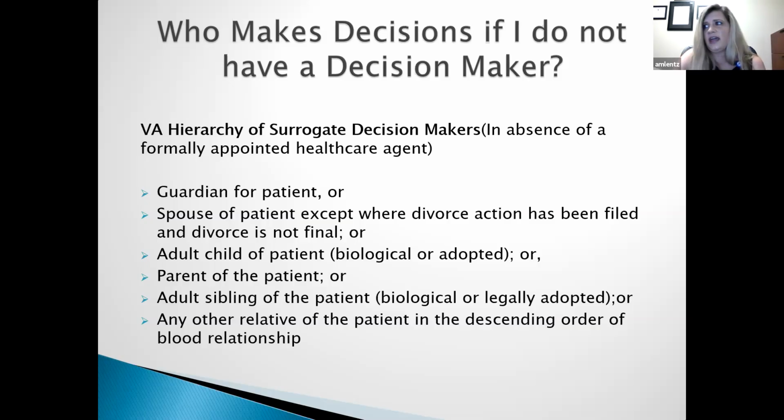And then next, if we don't find anybody, we start looking for other relatives in descending order, like cousins, uncles, aunts. Unfortunately, we have had to do some searches and find relatives out there, and it takes some time. You can be really sick before we find someone who can make decisions for you.